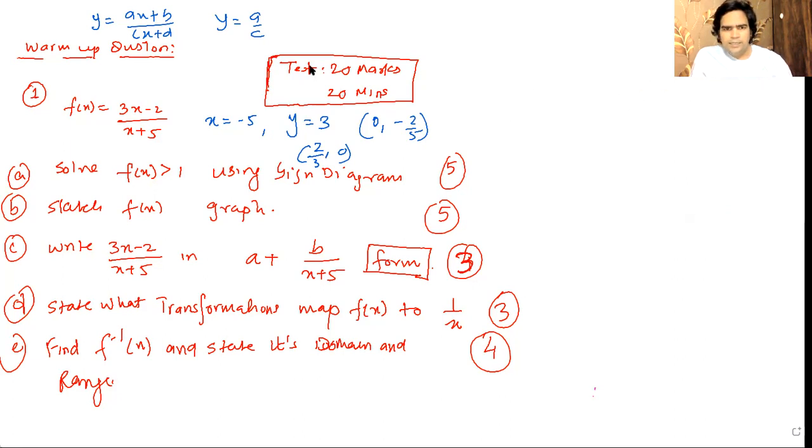apart from a sign diagram for the rational inequality. I don't need a sign diagram here. As long as they haven't specified it, you shouldn't do it. So now we have some of the relevant information, and now we've got to put it on the graph.